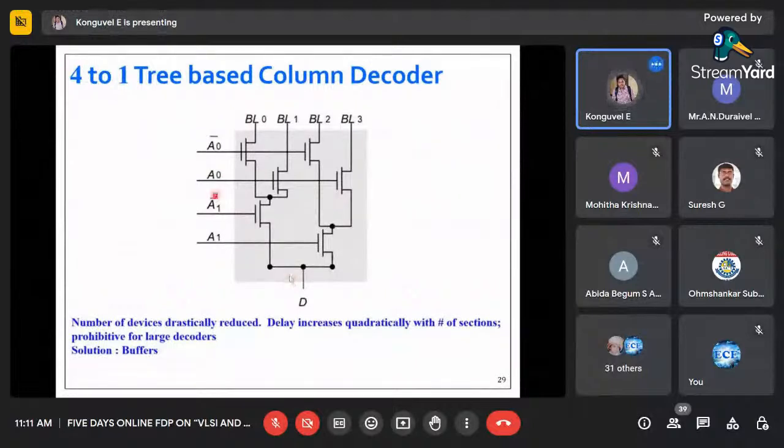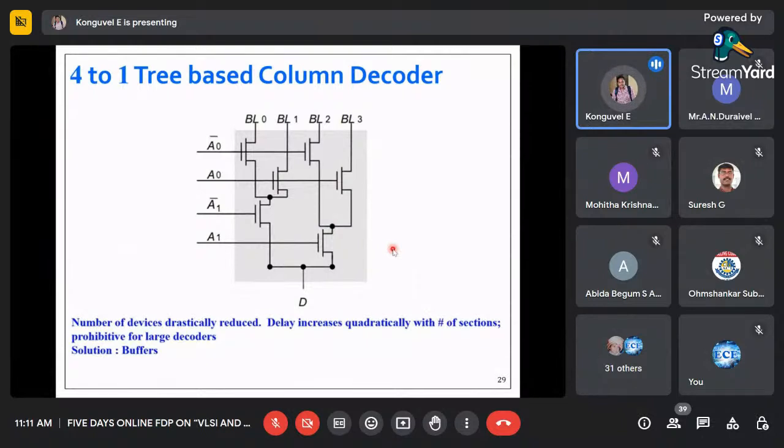Here, what will happen? Say for example, A0 and A1 are 0. A0 and A1 being 0 means this transistor will be turned off, this transistor will be turned off. All other remaining transistors will be turned on. So bitline 0 will be connected to D, this transistor will be on and this will be turned on, so it will be connected here. Similarly, for all other operations, at any point of time, the lines will be connected to D, like it will find an alternate path. That is the beauty of this tree-based column decoder.